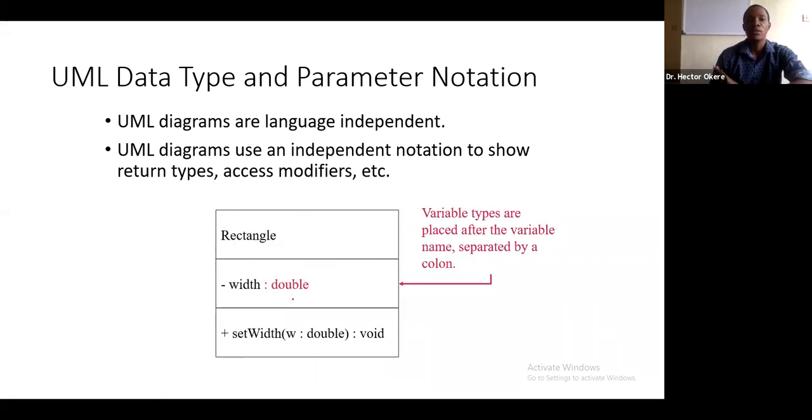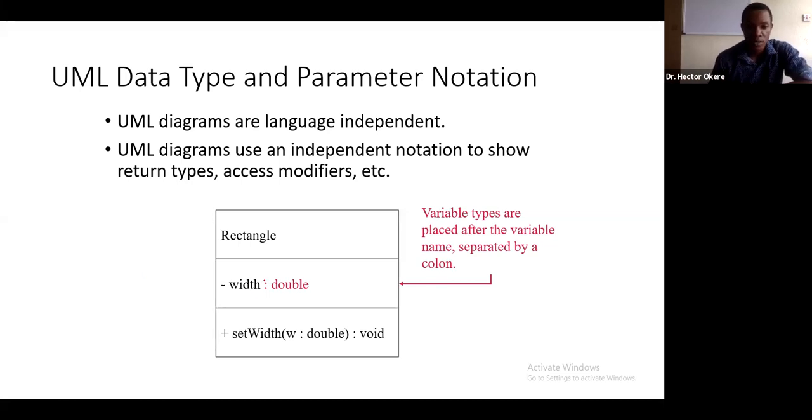All right, so UML diagrams are language independent, okay? When you learn UML diagrams, a UML diagram is a UML diagram in every language, whether you're learning Java or C++ or Visual Basic. It is language independent, okay? UML diagrams use an independent notation to show return types, okay?